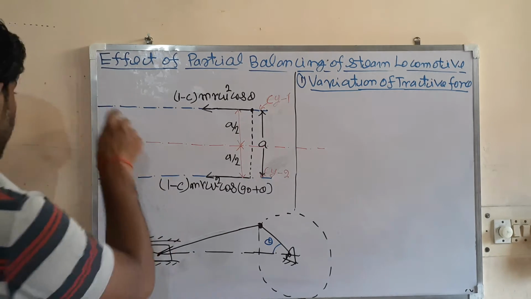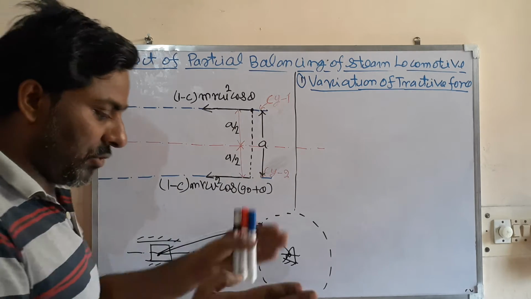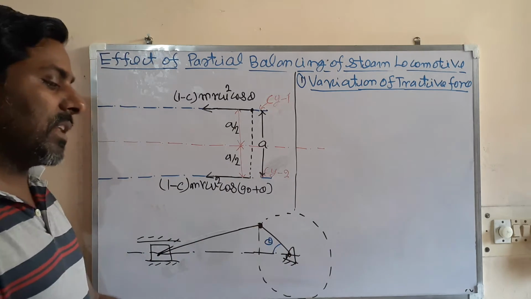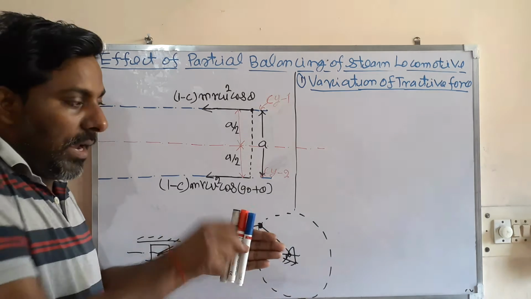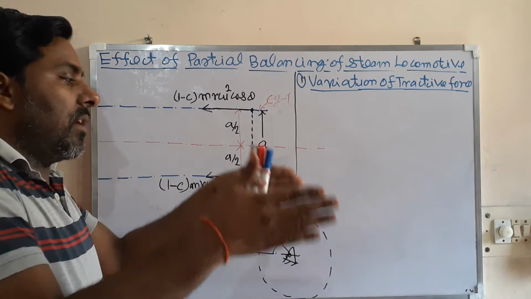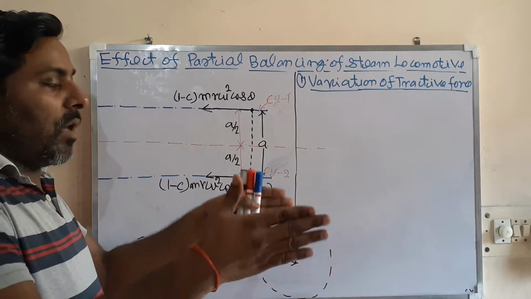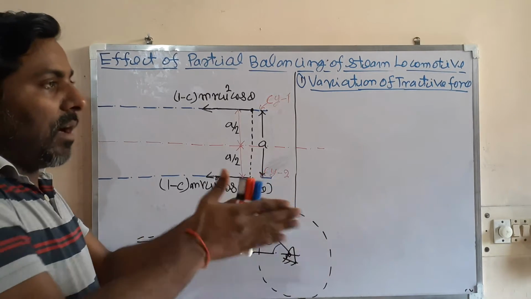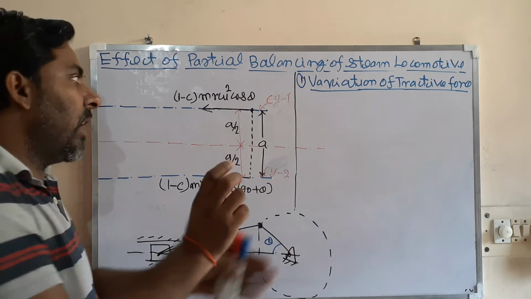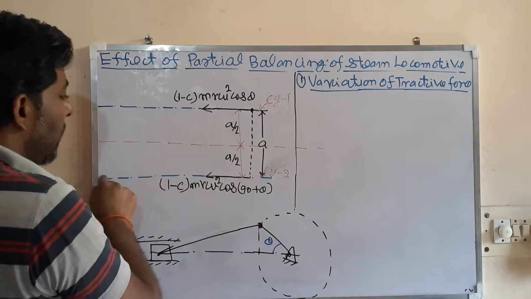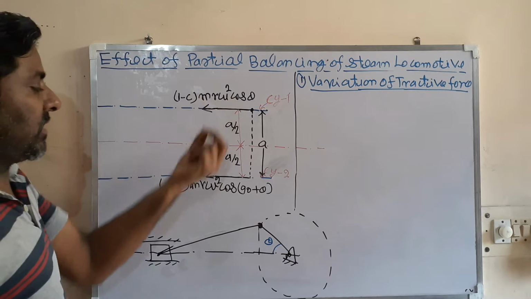This is cylinder number 1, this is cylinder number 2, and the distance between these two cylinders is a small a. This is the axle. There is a center line, so the distance will be a by 2 and a by 2. Cylinder 1 is here, cylinder 2 is here, meaning one engine is here and another is here.